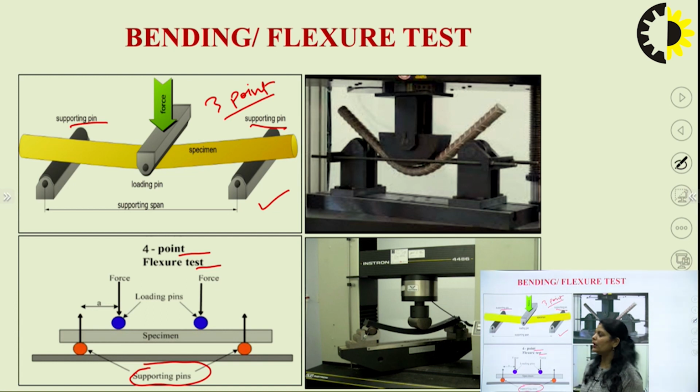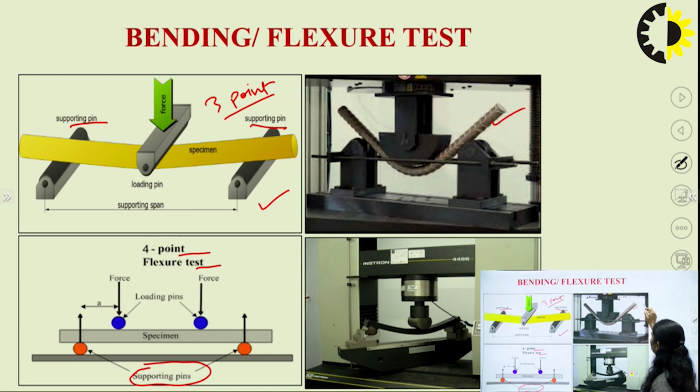But in the case of non-homogeneous materials, where the properties are different in different directions and at different points, we will go for the 4-point flexure test to avoid premature failure. This premature failure will be due to stress concentration and interlaminar shear. So this is the actual diagram.